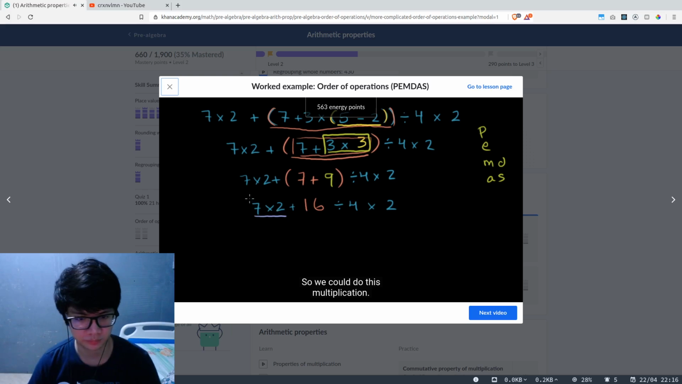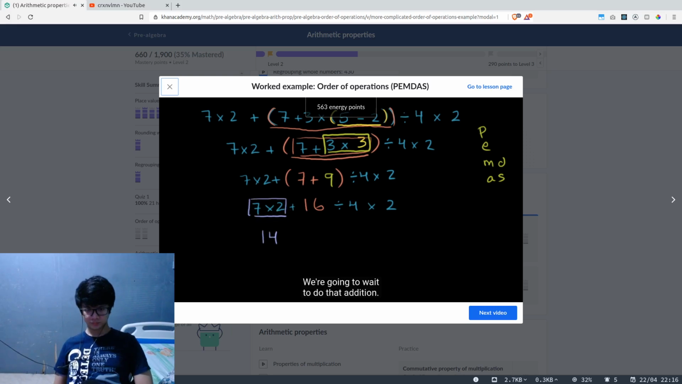So we could do this multiplication. 7 times 2 is 14. We're going to wait to do that addition. And then here we have a 16 divided by 4 times 2. That gets priority over the addition, so we're going to do that before we do the addition.